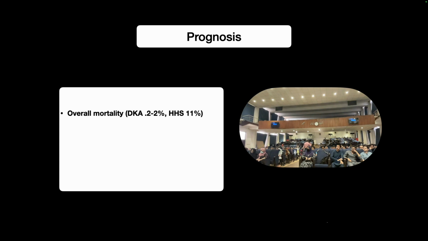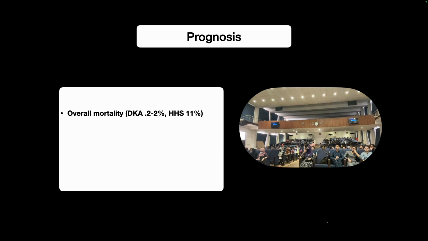Why is there high mortality in patients who have hyperglycemic hyperosmolar state? What's the reason? Because HHS is usually seen in patients who are type 2 diabetics. Type 2 diabetics may have associated heart disease and kidney disease, while type 1 patients who develop DKA usually do not have these sorts of complications.